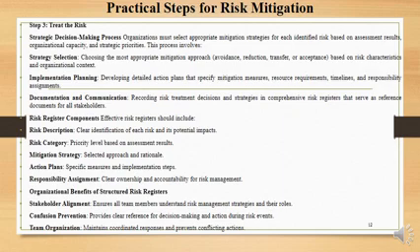An effective risk register should include risk description, risk category, mitigation strategy, action plans, responsibility assignment. Organizational benefit of a structured risk register. Stakeholder alignment ensures all team members understand risk management strategies and their roles. Confusion prevention, provide a clear reference for decision making and action during a risk event. Team organization, maintain coordinated response and prevent conflicting action.